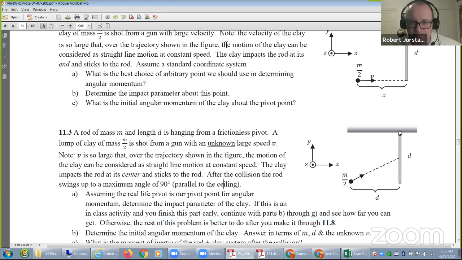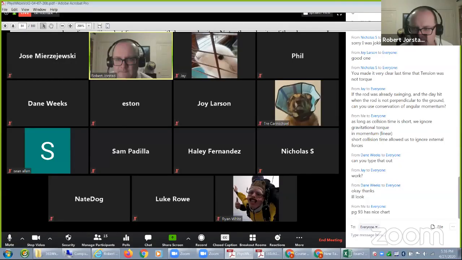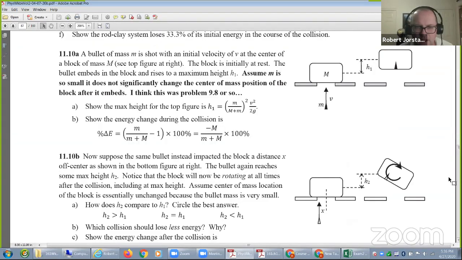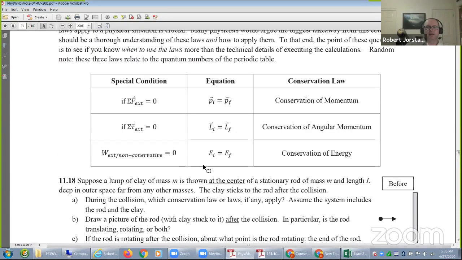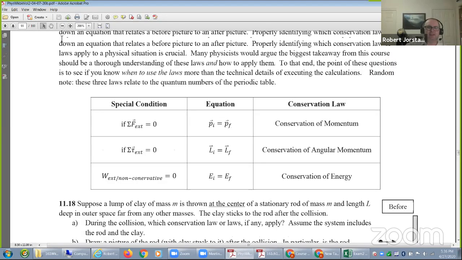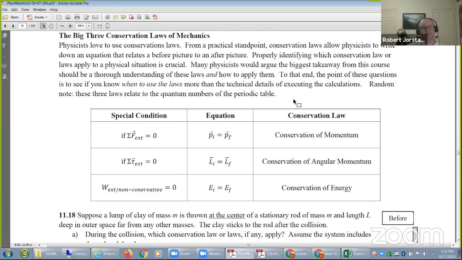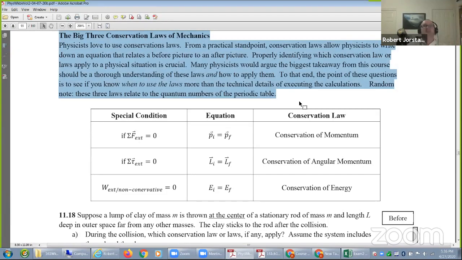Let me see here. All right. And then, regarding Dane's question, I just want to summarize. If you have a second, look at page 93. Page 93 has a nice chart. So everybody look at page 93 and I'll show it on the screen here. There. I think this is what Dane was talking about. This is a pretty big deal, okay? So the big three, this is like, if you had to learn something out of this class, this is it.